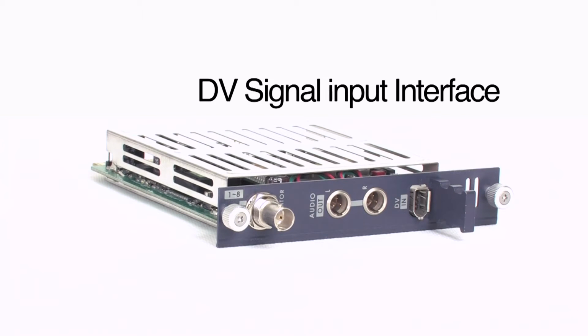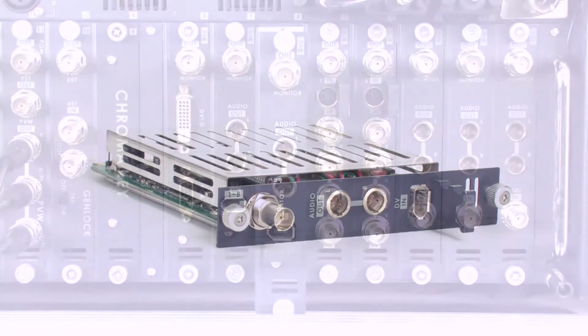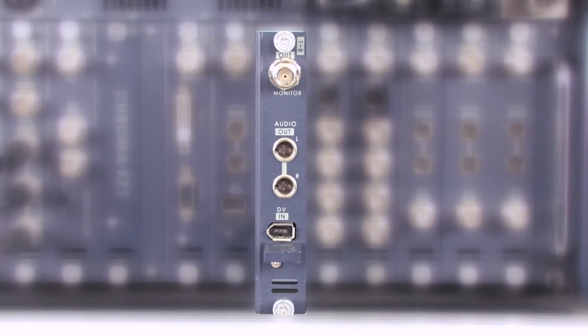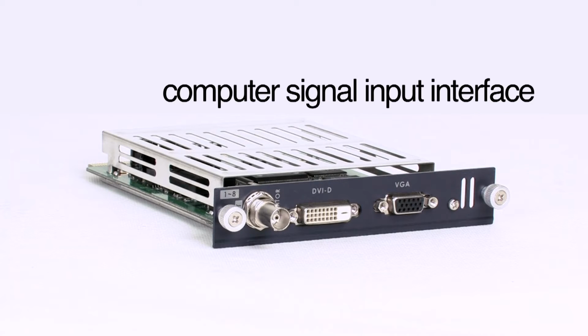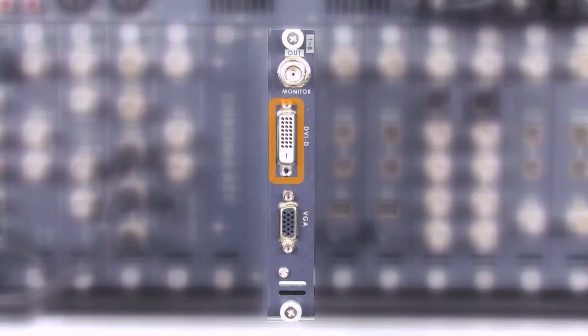DV Signal Input Interface. This input interface supports IEEE 1394 digital signal input and is similar to the SDI input card. This interface also supports embedded DV audio. Therefore, in addition to preview output and DV signal input interface, two XLR audio inputs are included for the benefit of users. The last type of input interface is the Computer Signal Input Interface. This interface supports computer DVI-D and VGA signal input and also composite video monitor output.